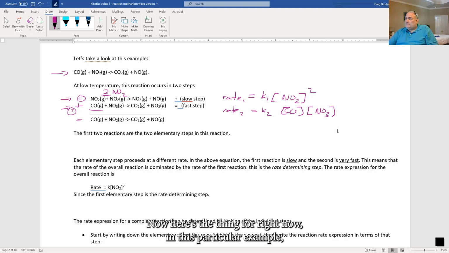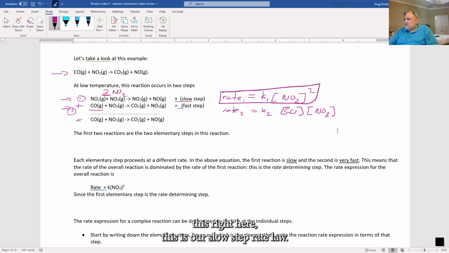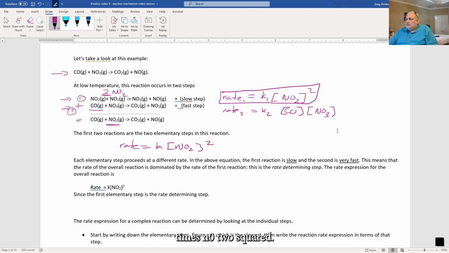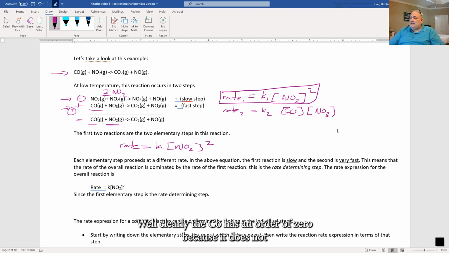For right now, in this particular example, this right here is our slow step rate law. And if you take a look at our overall reaction, do you see how there is NO2 in the overall reaction? What that means is that the rate law we just did for our slow step is the rate law for the overall reaction. So the overall reaction's rate law is going to be this: rate is equal to K times NO2 squared. Now you may be thinking, well, what about the CO? Well, clearly the CO has an order of 0 because it does not impact our rate in any way.